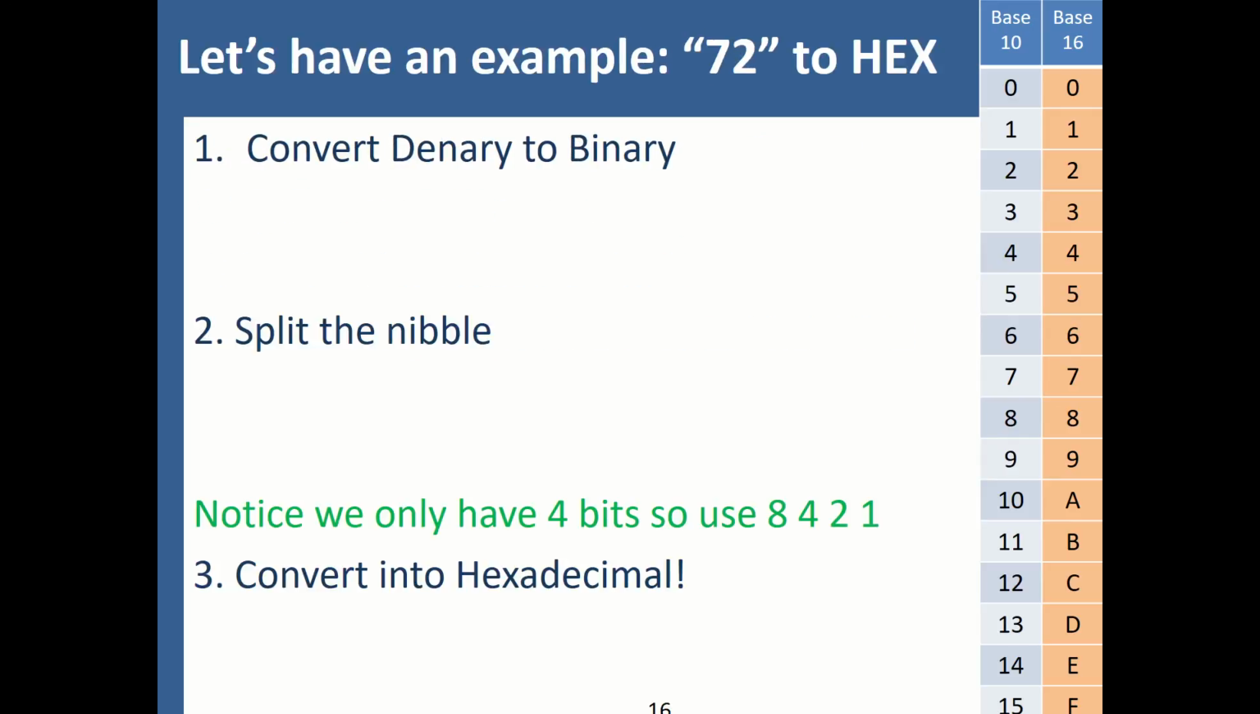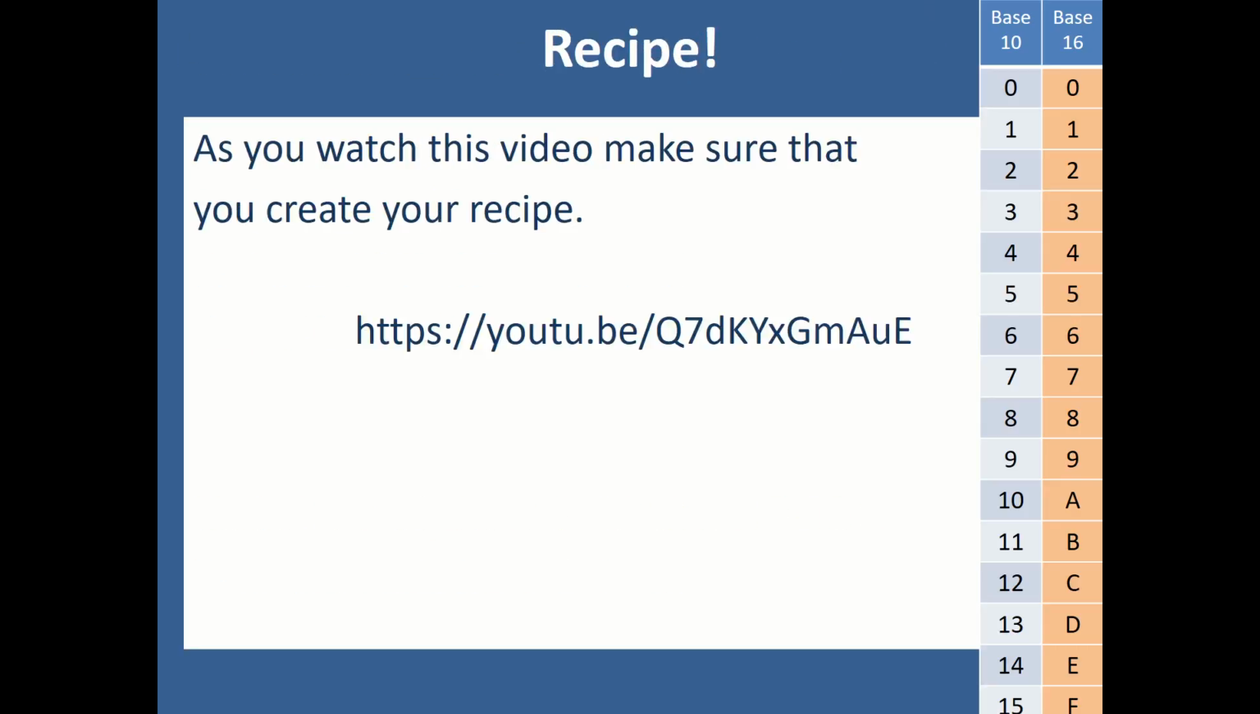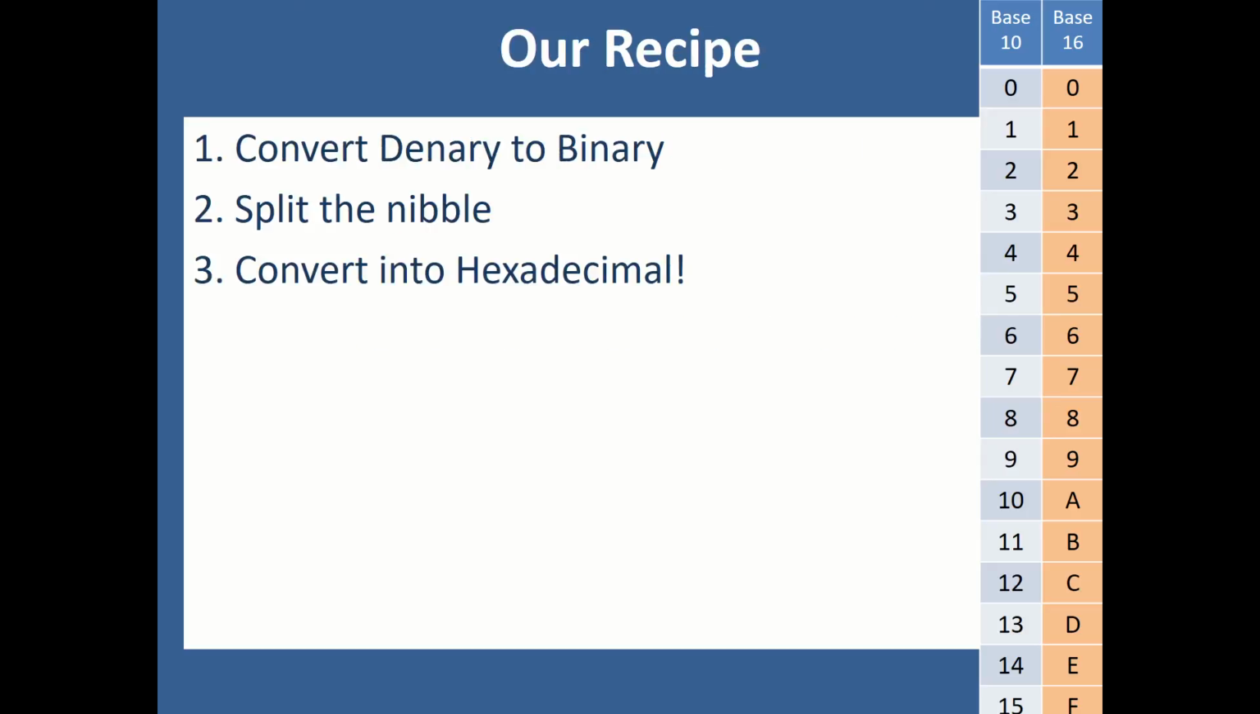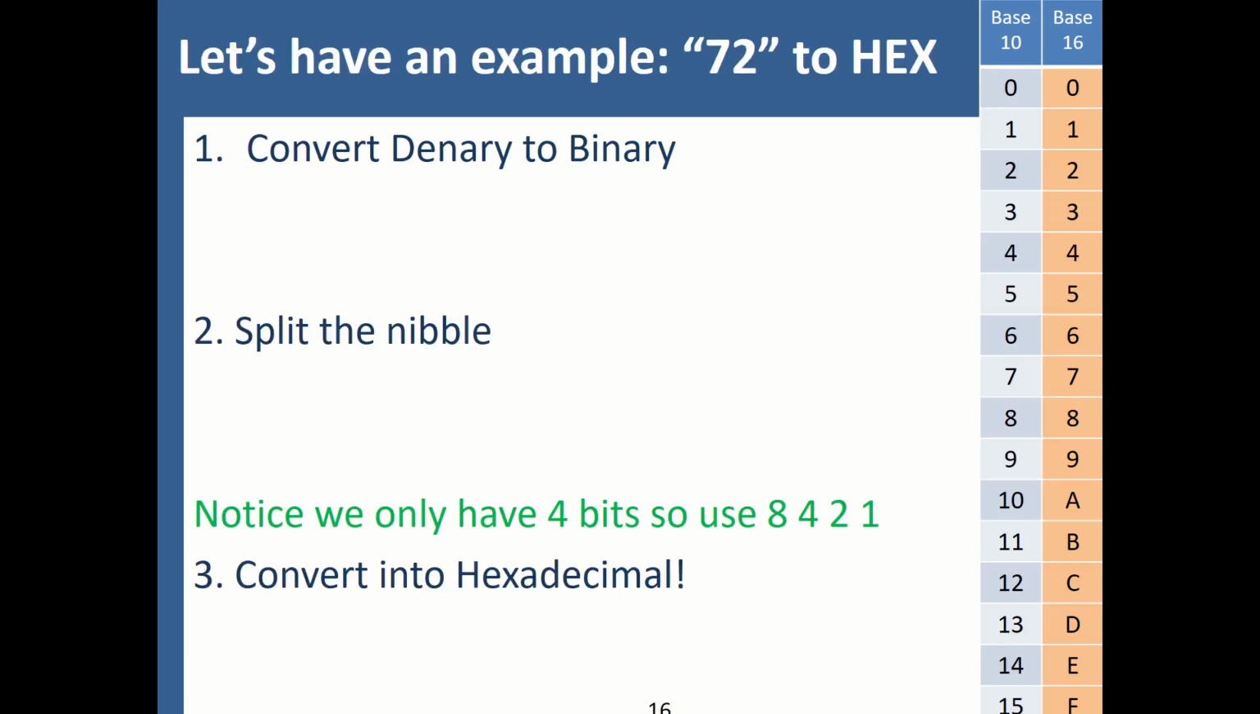I'm going to ask you to create a recipe. Now, your recipe is going to be how to convert to binary and hexadecimal. We're going to do that shortly. Watch the video and try and write down what you do. Here are the answers. Number 1, convert denary to binary. Number 2, split it into 2 nibbles. Number 3, convert it into hexadecimal.